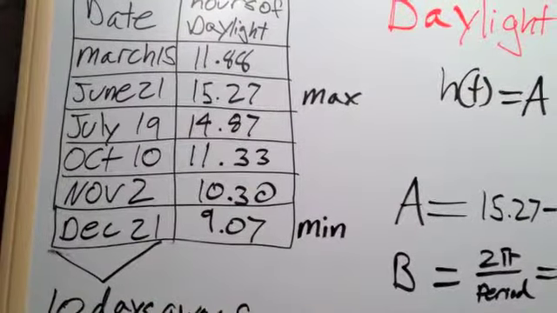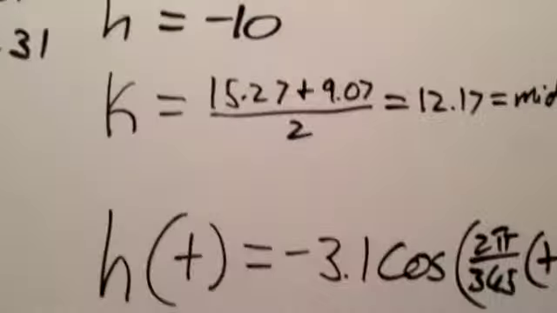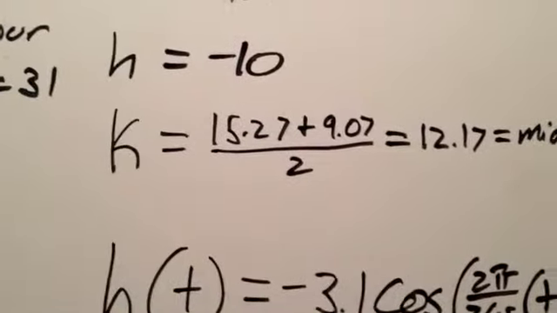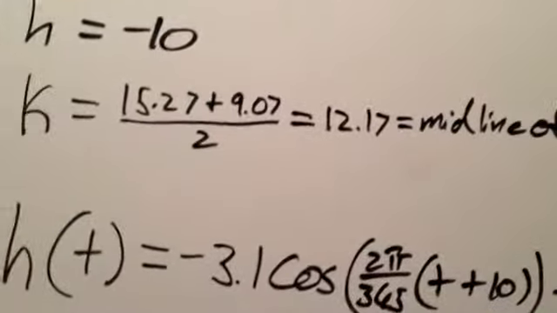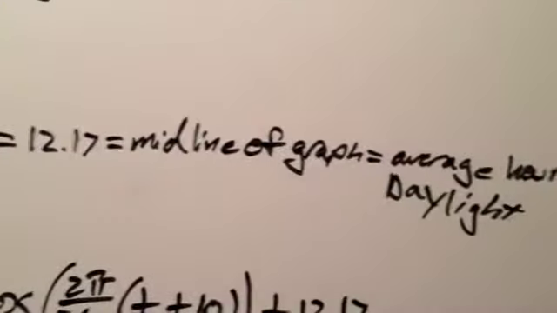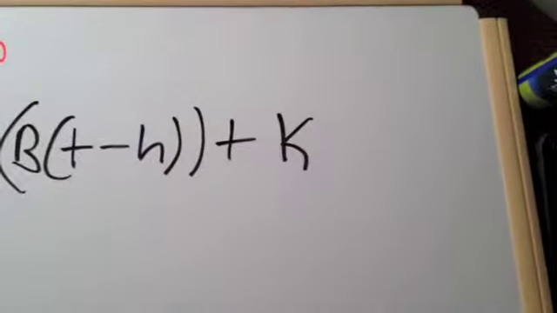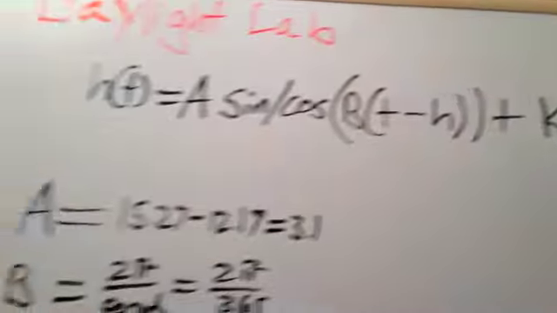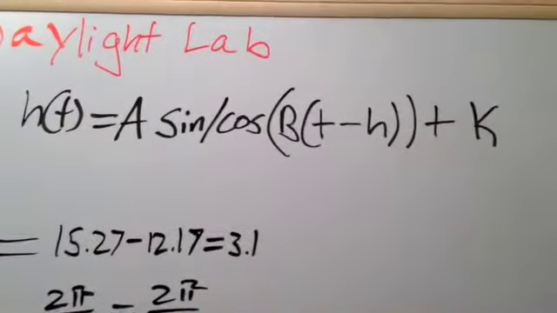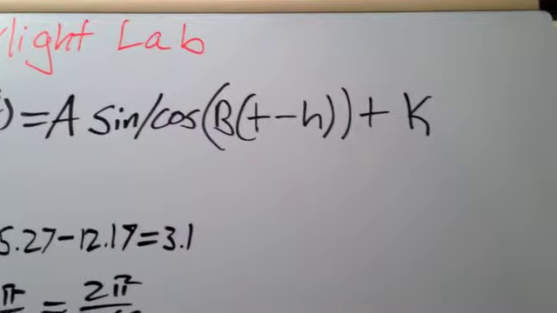So knowing the maximum and the minimum, we can find the midline, which is the K value, and that's done by adding the two together and then dividing by 2, and that equals 12.17. So this is the midline of the graph we're going to have, as well as the average hours of daylight throughout the year. So that's how you find the K value of our formula h of t equals a of either sine or cosine graph b times t minus h plus k.